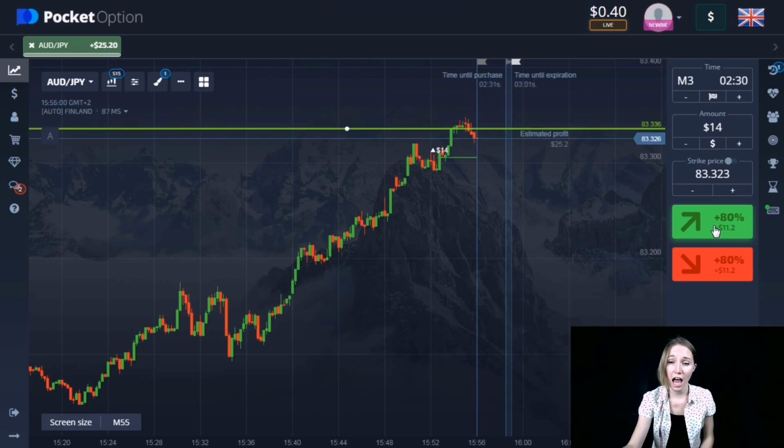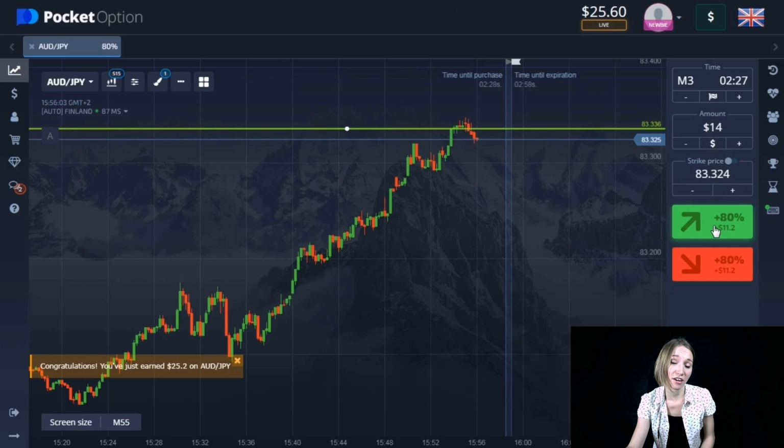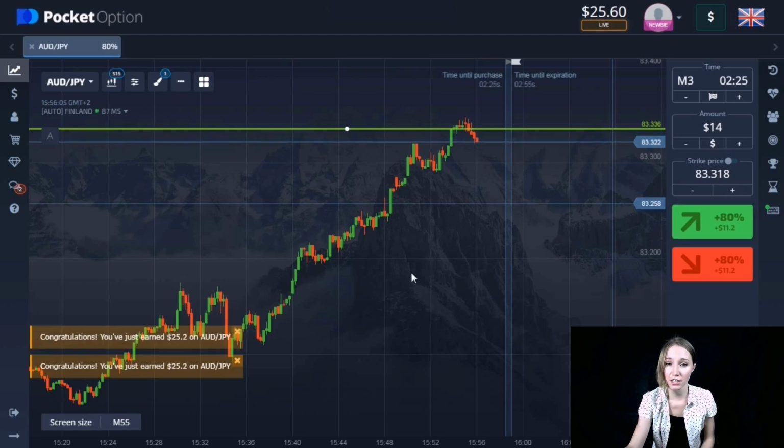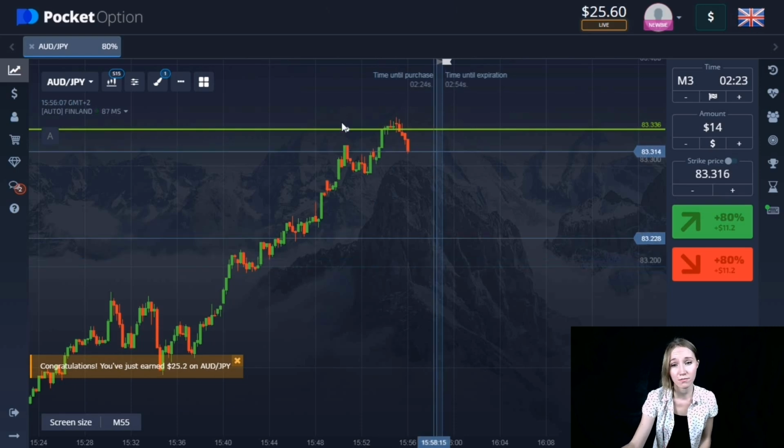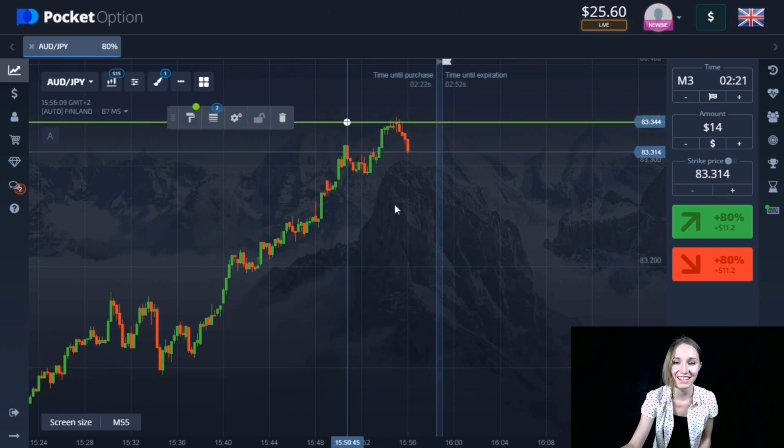It's excellent guys, the upward movement continued, and here we got our profit. So the price reached our resistance level, and after that there was a small pullback down. 3 minutes were quite enough here, so let's look at the next situation.